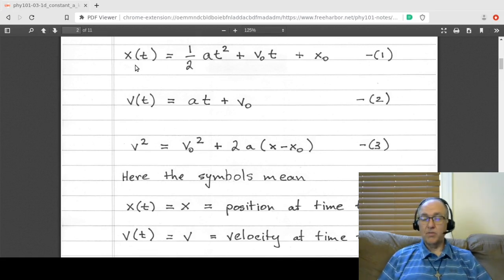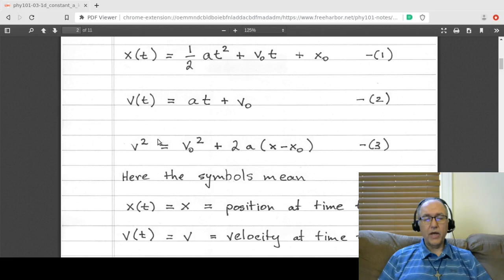Oftentimes when you're doing these problems, especially if you're reading some other textbooks, they may not write this as x of t, or the position at time t. They'll sometimes call it the final position. So they'll say this is the initial position and this is the final position. And the image there is that this object is moving from some initial to some final position in time t, like that. It'll all become clearer when we do some problems.